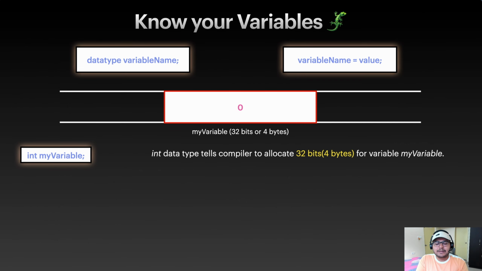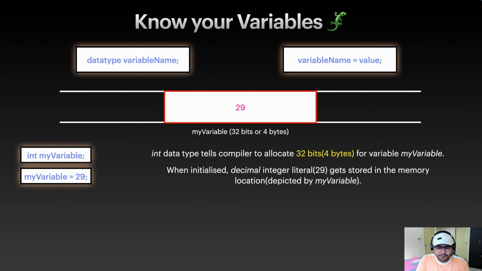Suppose you declare a variable with name my variable and attach an int data type to it. This will tell the JVM to reserve 32 bits or 4 bytes of memory and assign the name of this variable to that particular memory segment so that it is identifiable. That is the use of identifiers, right? JVM will also initialize this memory segment with the default value of 0.